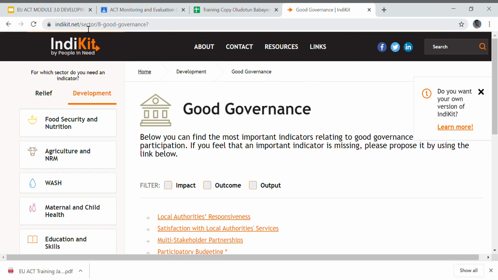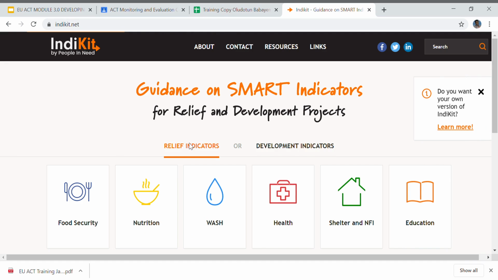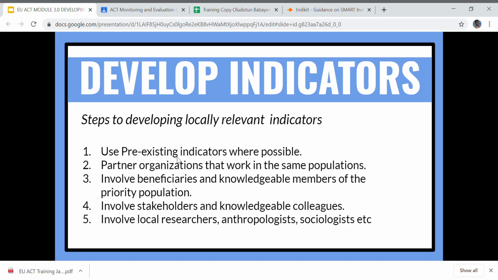So indicate.net is a very good website for you to look at indicators. They have readily prepared indicators for you, either for relief or for development. Also, if you look at strategy documents of UNDP or UN OCHA, you might stumble on indicators. Some organizations also have repositories of indicators that you can use.